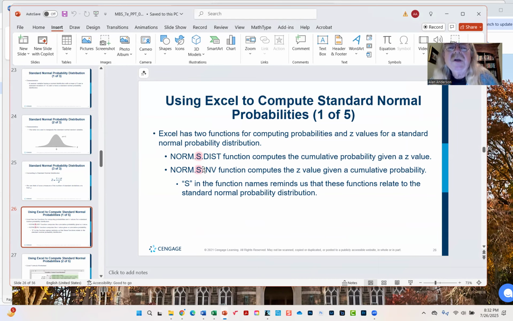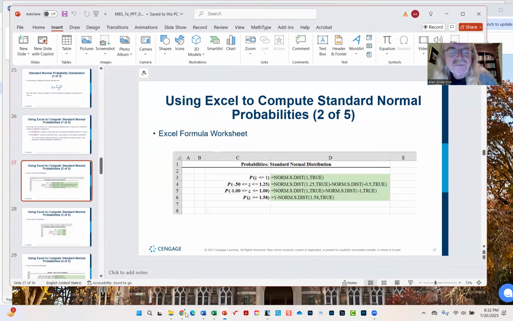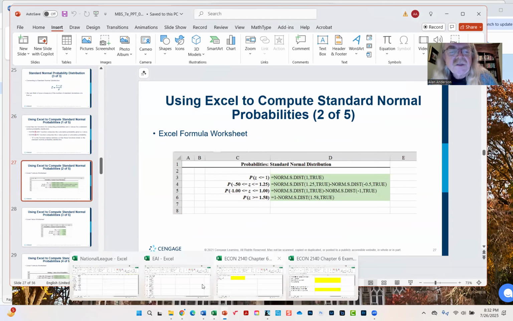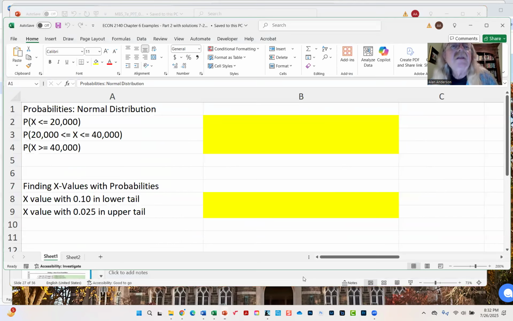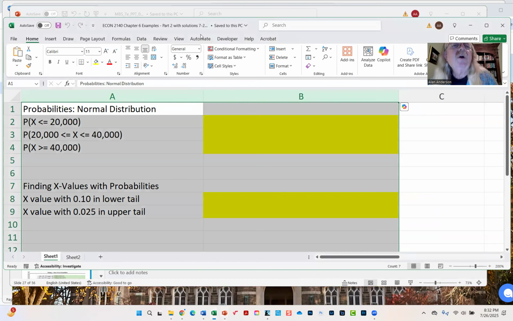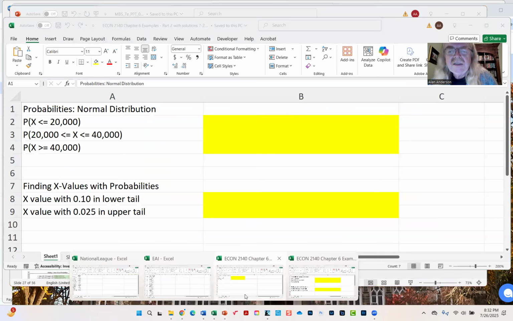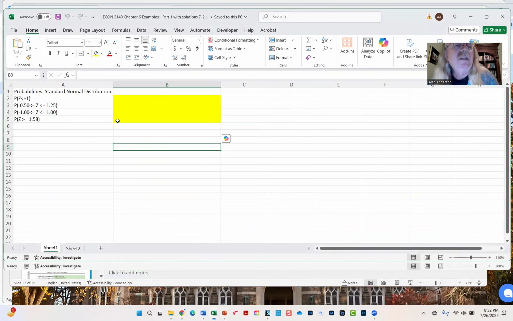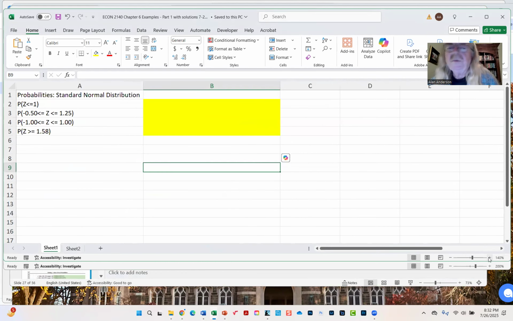So here's what we want to do. We've got two spreadsheets here, and the first one is called simply Chapter 6 Examples, Part 1. Actually, that's the wrong one. Hold on. Yes, here it is. So what we're going to do is learn how to calculate normal probabilities with Excel.